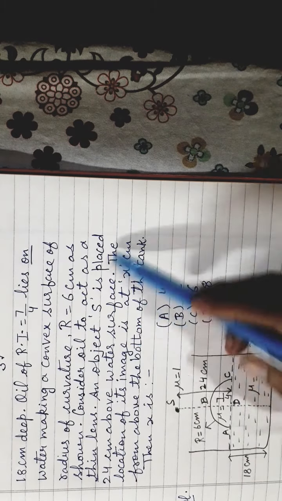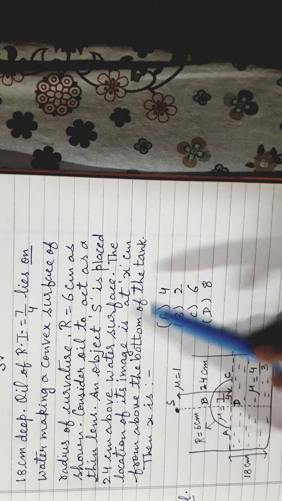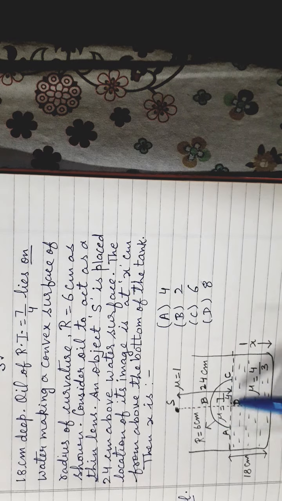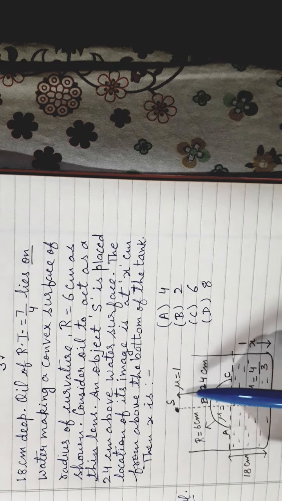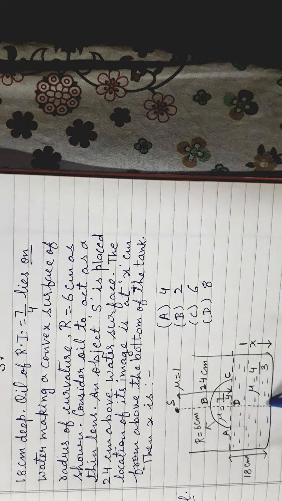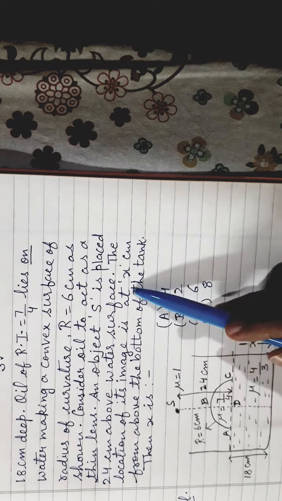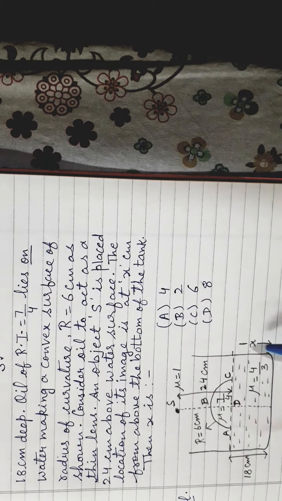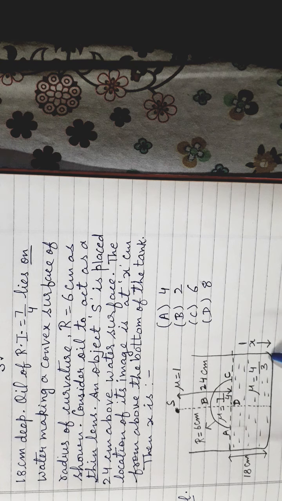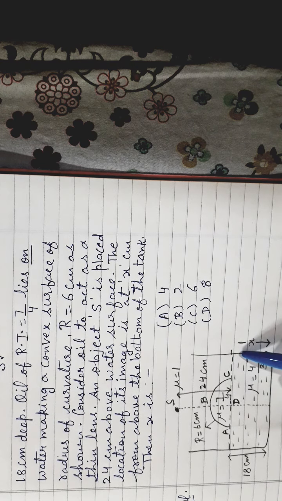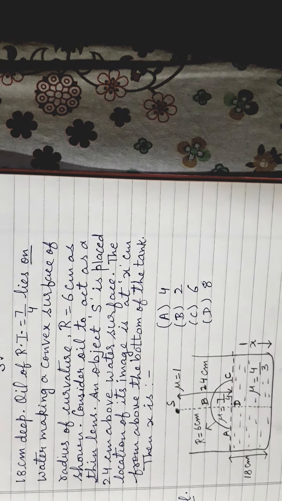And it is given that the object S is placed 24 centimeter above the water surface. This is your object S above the water surface. It is 24 centimeter above. Then we have to locate the image of this object S. Of course, the image of object S will be formed in water. The location is at x centimeter from above the bottom. Suppose somewhere here, this is x centimeter above the bottom of the beaker, and you have to find out how much below the water level the image of the object is formed.